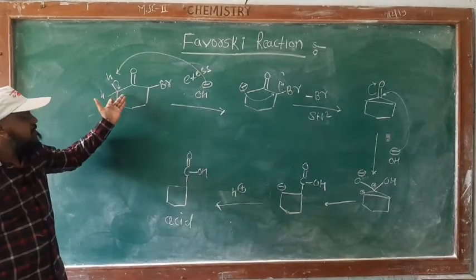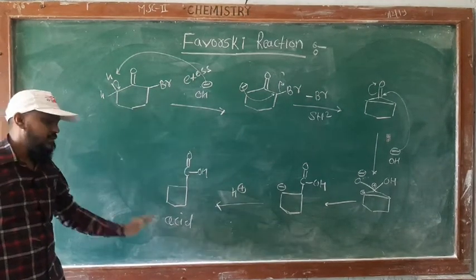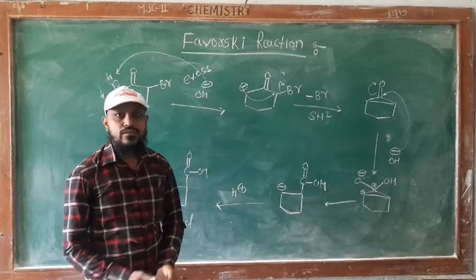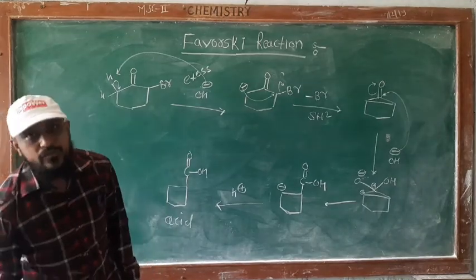Now look here, this is the alpha haloketone. The alpha haloketone is converted into acid in the presence of the base hydroxyl ion. So the Favorskii reaction is a base catalyzed reaction. I hope you understand.